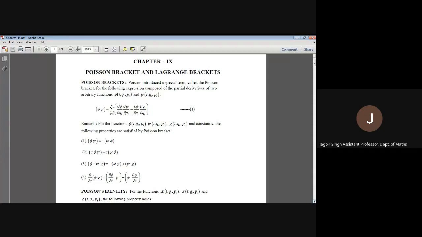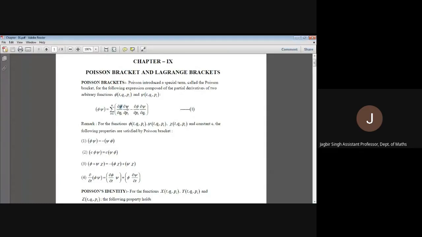Similarly, the next one, the Poisson bracket of the functions φ plus ψ and χ. There are two functions. The first function is φ plus ψ and the second function is χ. Its Poisson bracket will be equal to [φ, χ] plus [ψ, χ]. This minus is not there. So in equation 1, replace φ with φ plus ψ and ψ with χ. I think you can solve it.